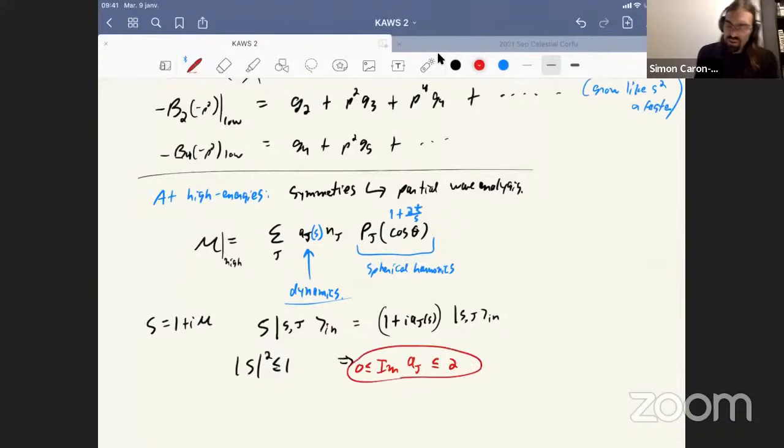So this is all we know about the UV. If we take the imaginary part of M in the UV, we can write it as a sum of imaginary parts of these partial waves. And all we know is that these unknowns are positive and bounded.